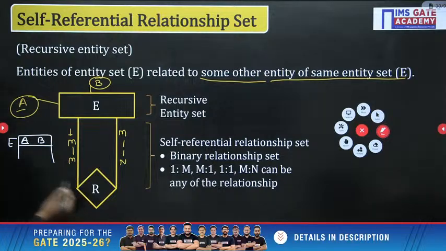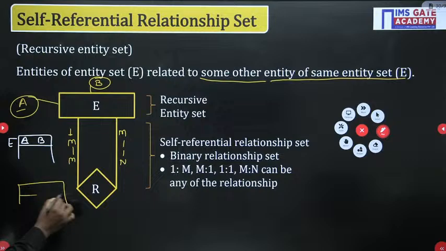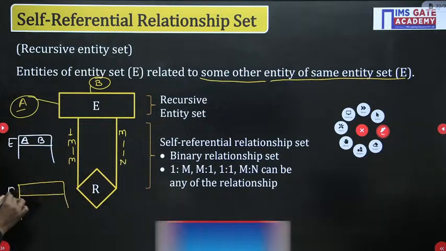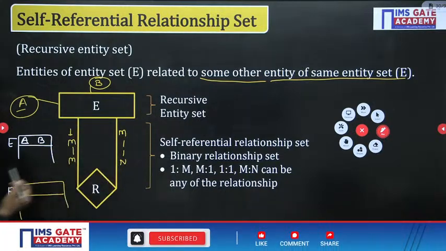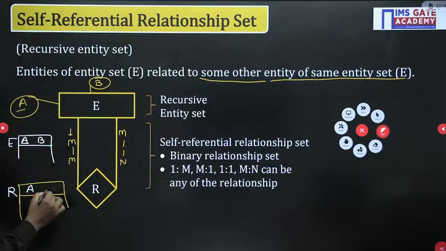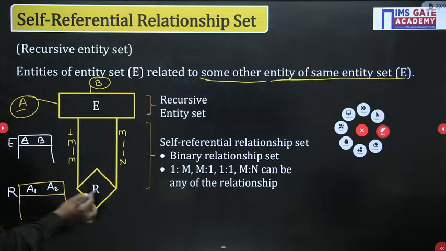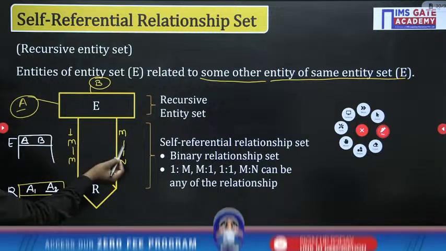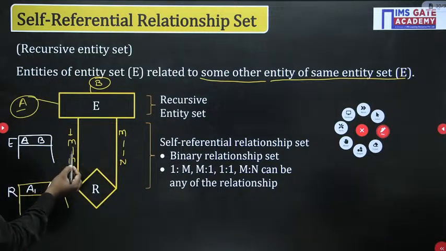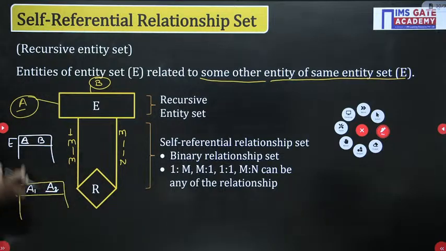Now if I make the table for R, as per the convention, R has two attributes. It will take the key attributes from both the left and right side. So it will take the A attribute twice, A1 and A2, and both will be key attributes. As per convention, if it is one to many, then A2 will become the key attribute and it will merge towards the A2 side. Understood? If it is many to one, then A1 becomes the key attribute, and if it is one to one, then this gets merged towards either the E1 or E2 side.